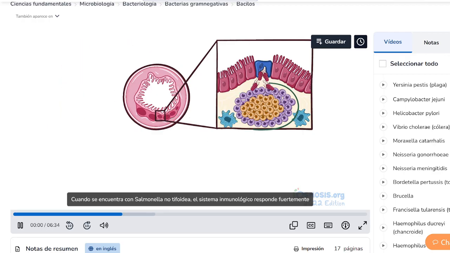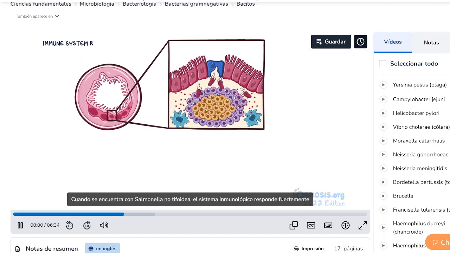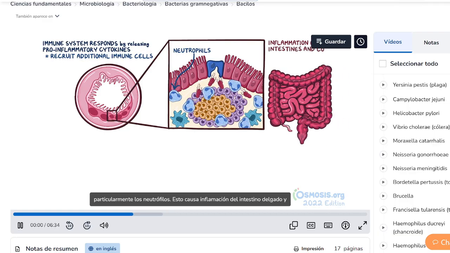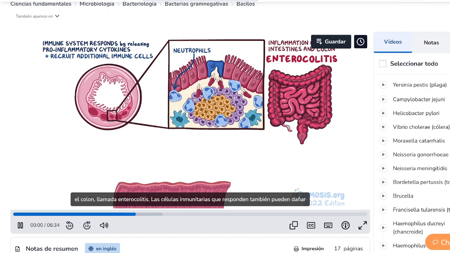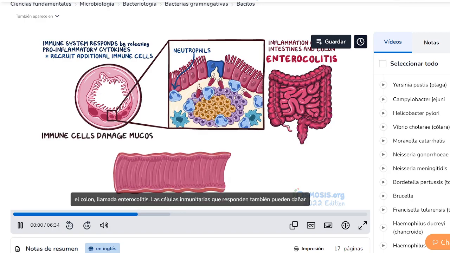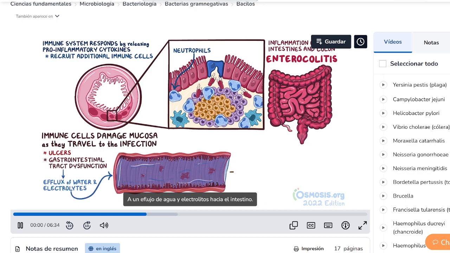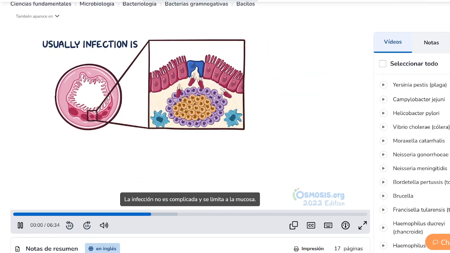When encountering non-typhoidal Salmonella, the immune system responds strongly by releasing pro-inflammatory cytokines that recruit additional immune cells, particularly neutrophils. This causes inflammation of the small intestines and the colon, called enterocolitis. Responding immune cells can also damage the mucosa as they travel to the site of infection. This can cause ulcers and gastrointestinal tract dysfunction that leads to an efflux of water and electrolytes into the intestinal lumen, which causes diarrhea.